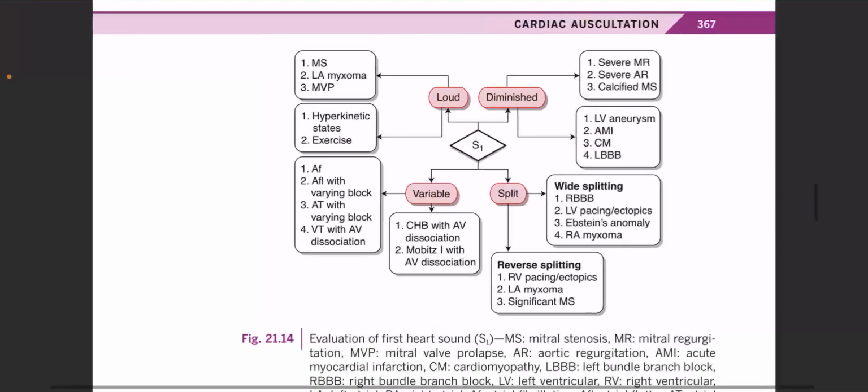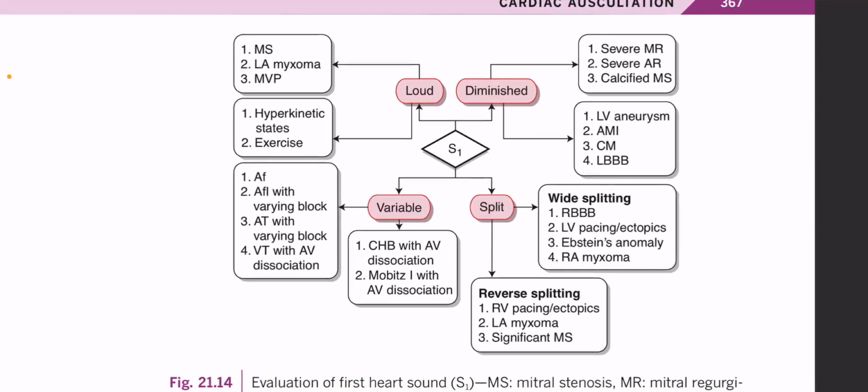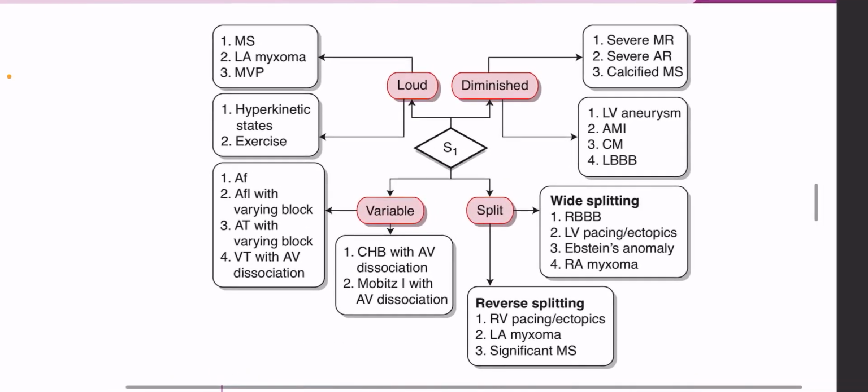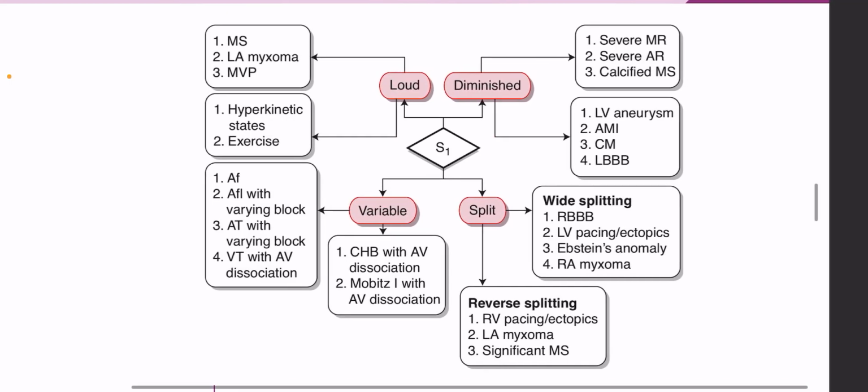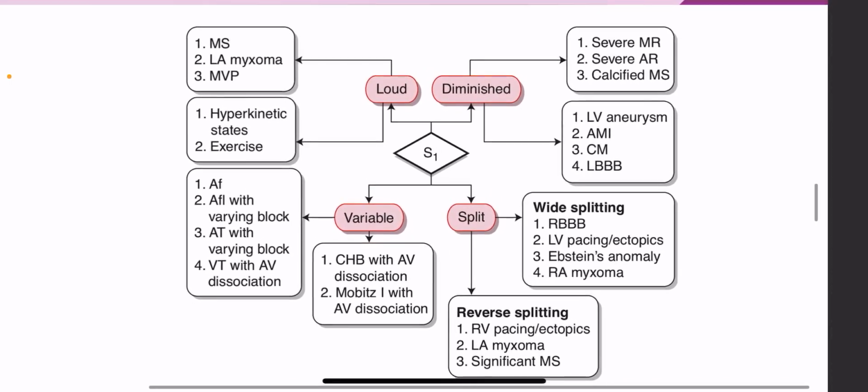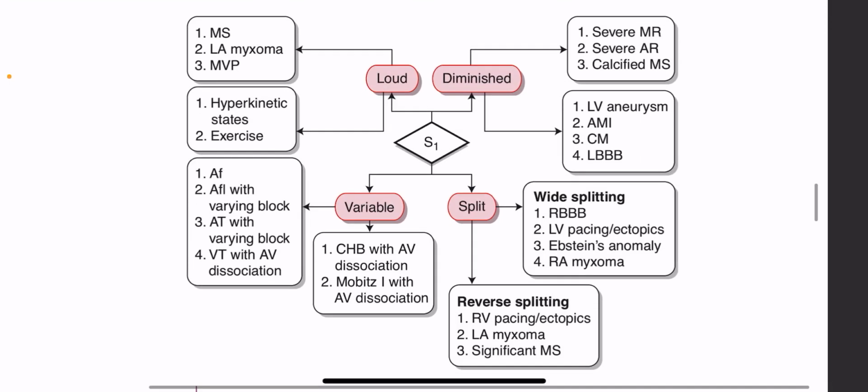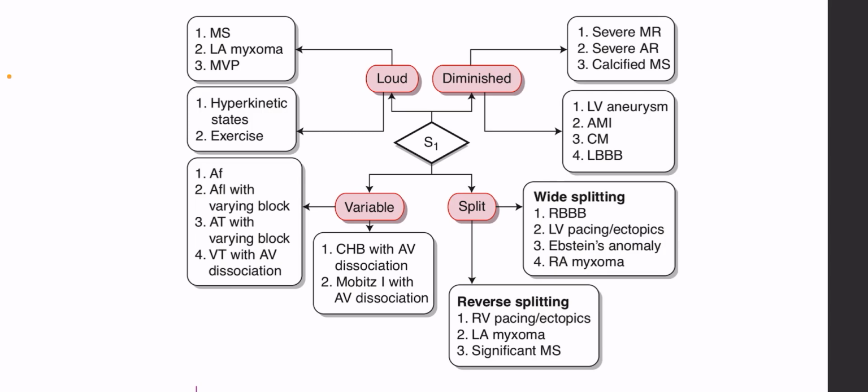Here the diagram shows evaluation of the first heart sound. The upper left corner shows loud first heart sound in case of mitral stenosis, left atrial myxoma and mitral valve prolapse. So, loud first heart sound occurs in mitral stenosis, LA myxoma, mitral valve prolapse, and hyperkinetic status and exercise.